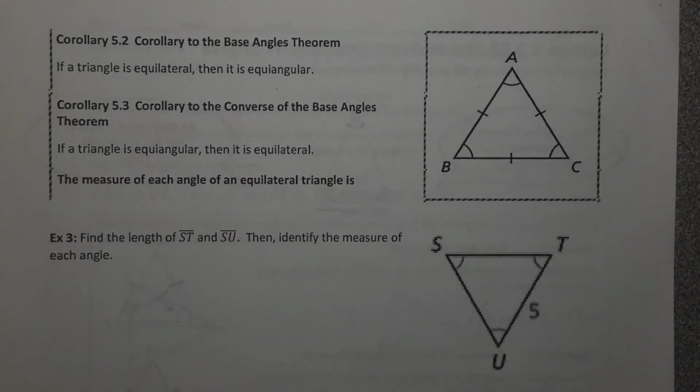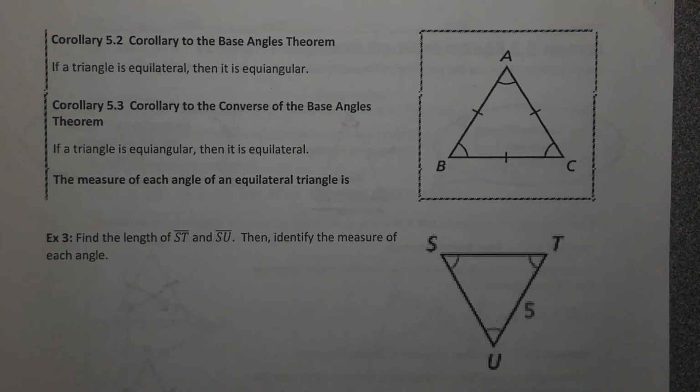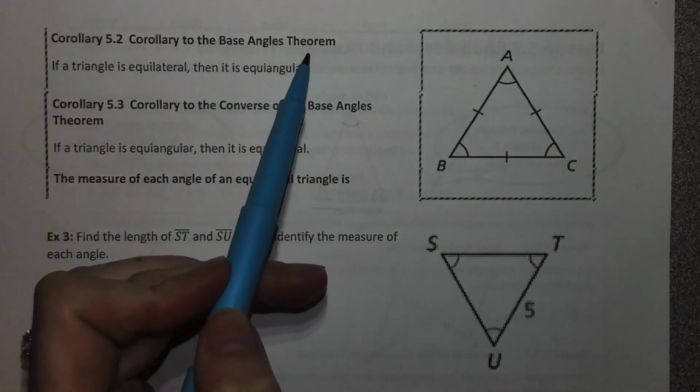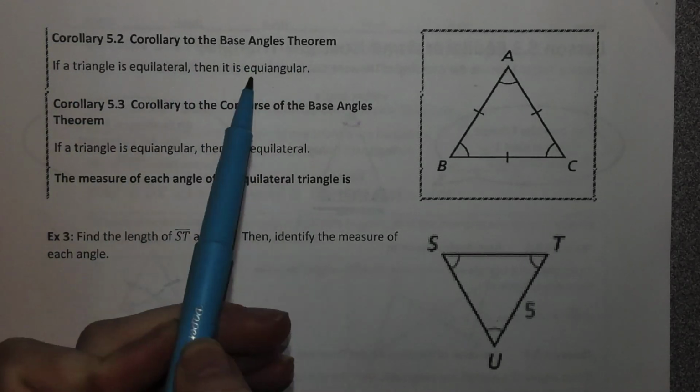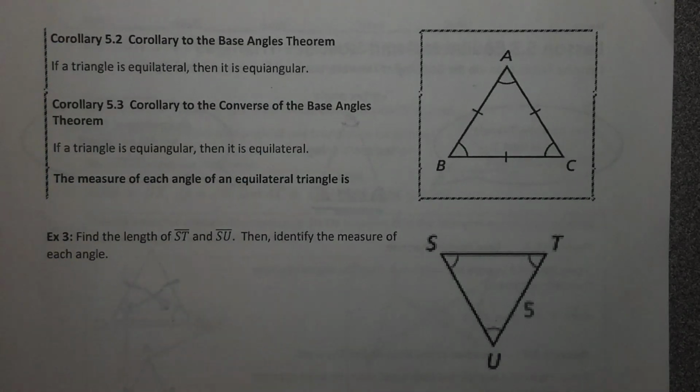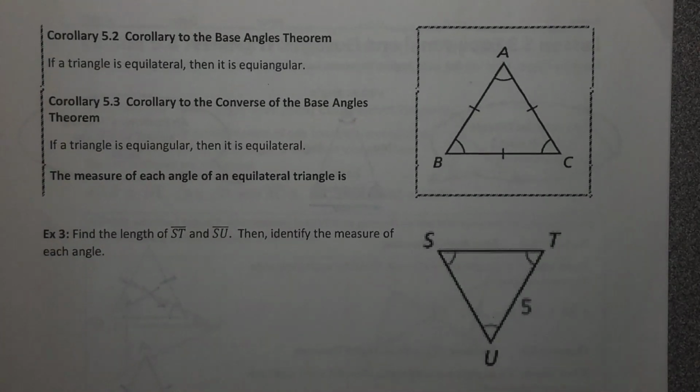So, at the top, we've got some corollaries. Corollary 5.2 is the corollary to the base angle theorem. It says, if a triangle is equilateral, then it's also equiangular. That makes sense, right? If all three sides are the same, all three angles have to be the same. Because if we said two angles made two equal sides, then three would still have to be three.